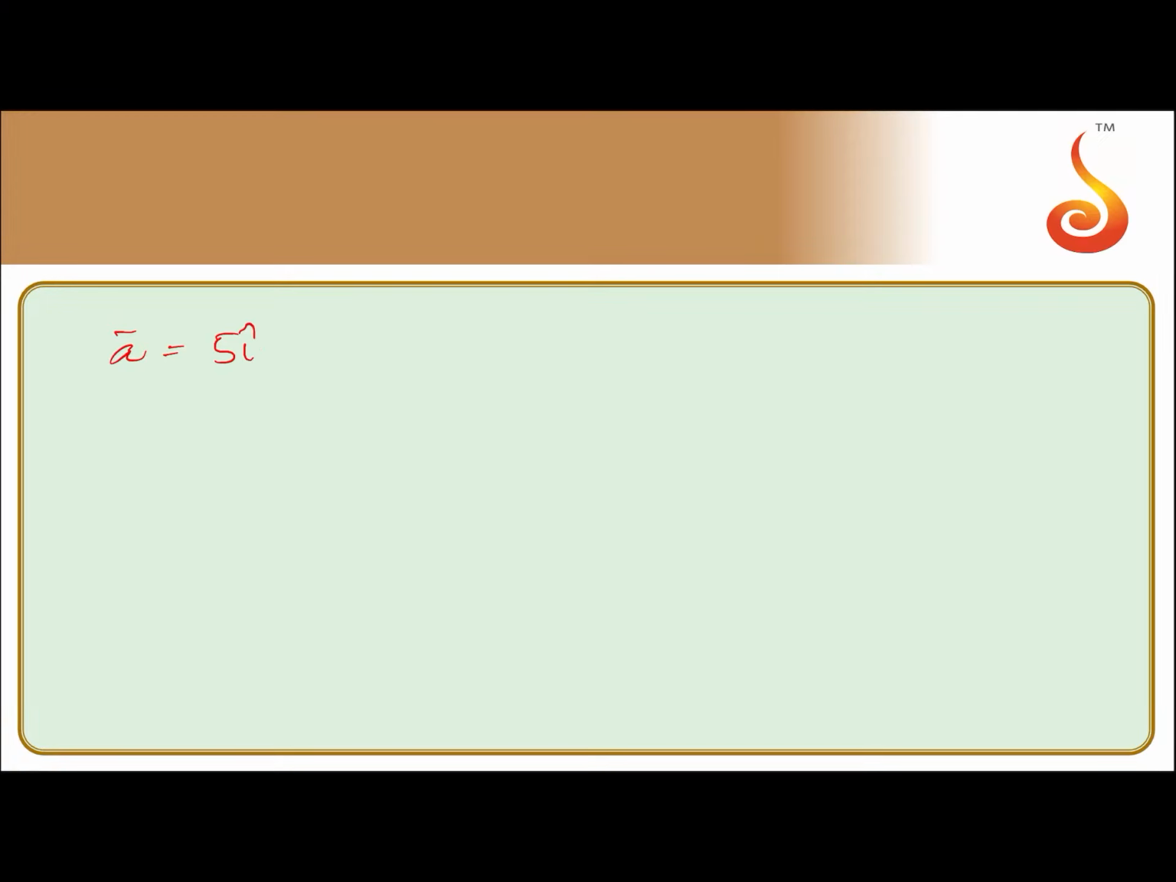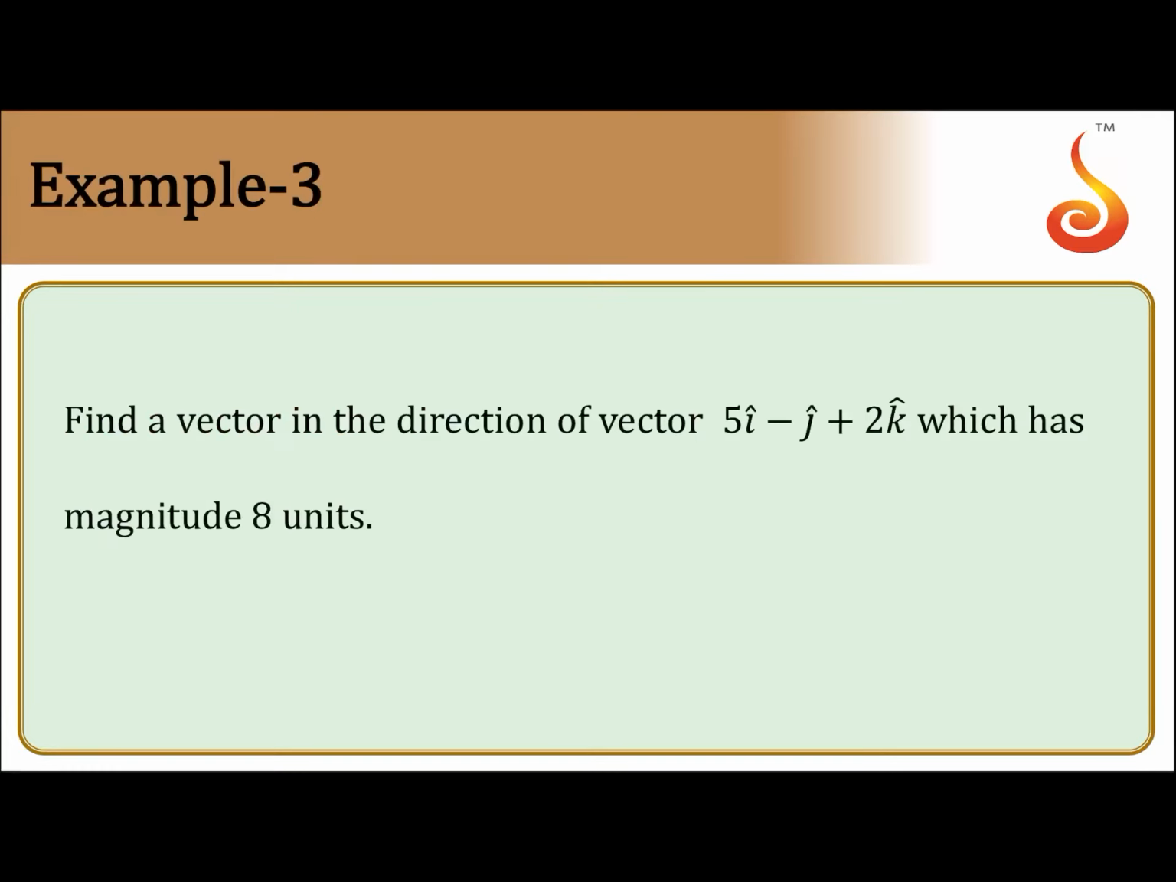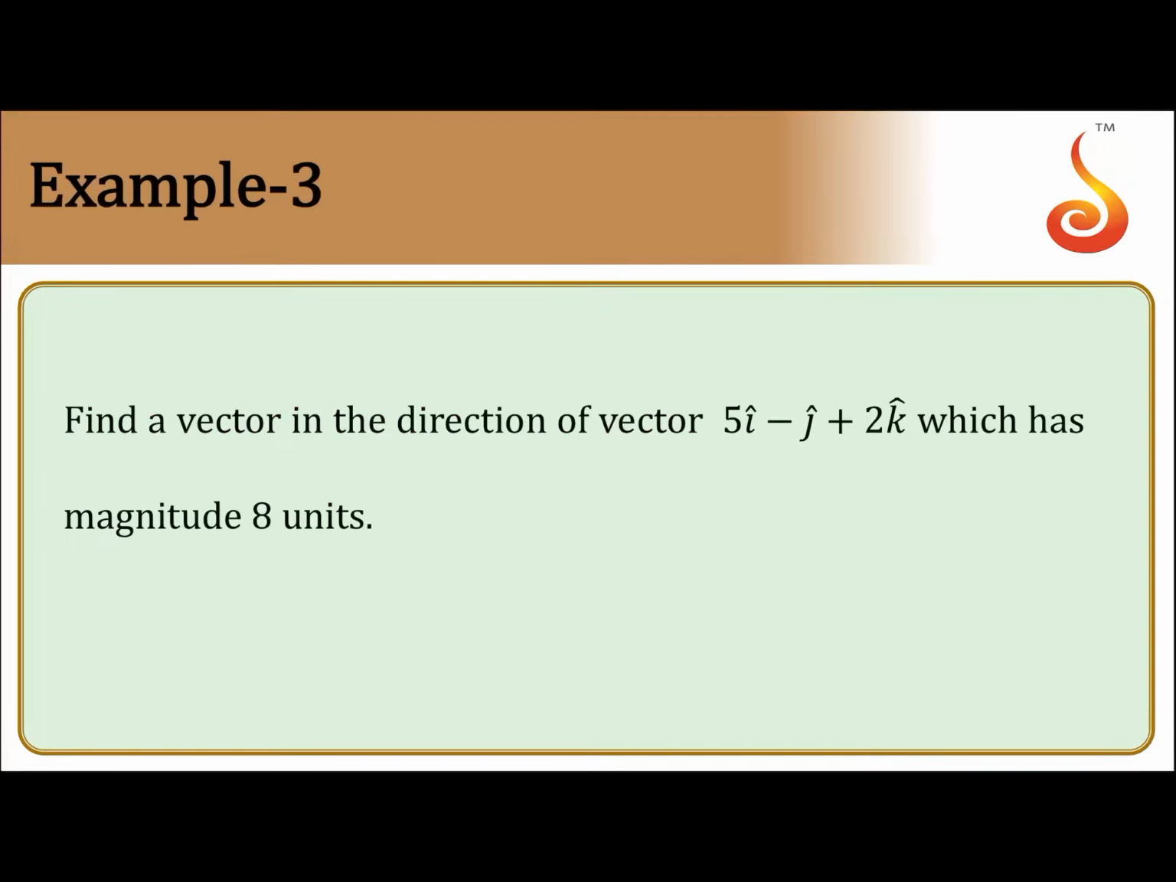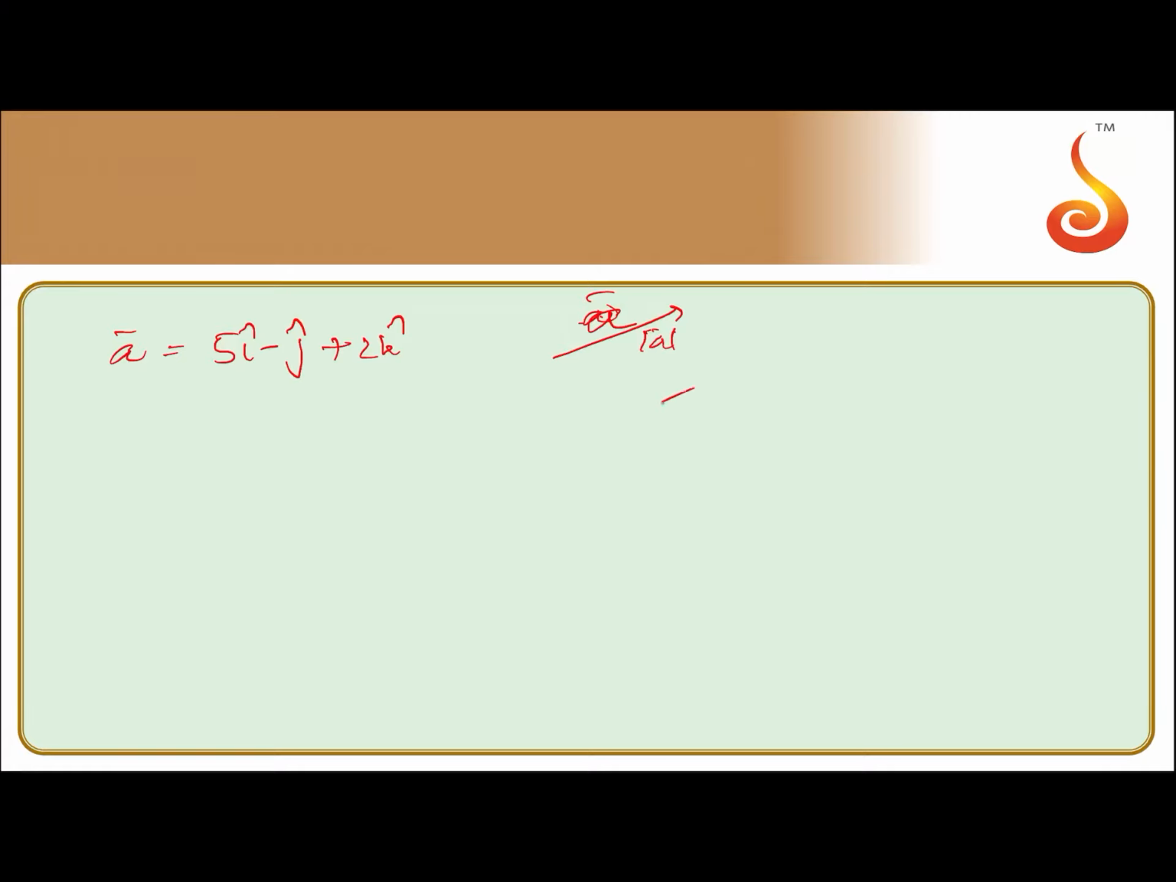So a bar is 5i minus j plus 2k. You are given a vector. A bar is a vector whose magnitude is modulus of a. But you require a vector which is parallel to this one, in the same direction of this vector, but having a magnitude of 8. You need a vector of magnitude 8 parallel to a.